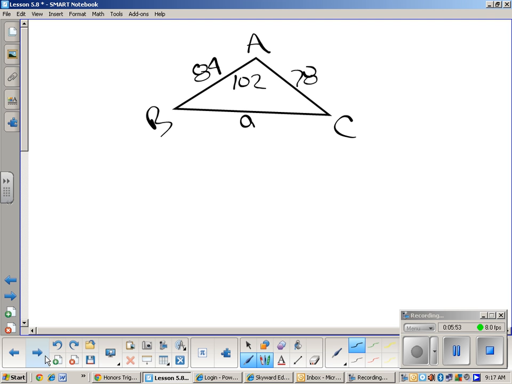Here's how we apply it. We have a triangle here. We want to find this side. It's not a right triangle.